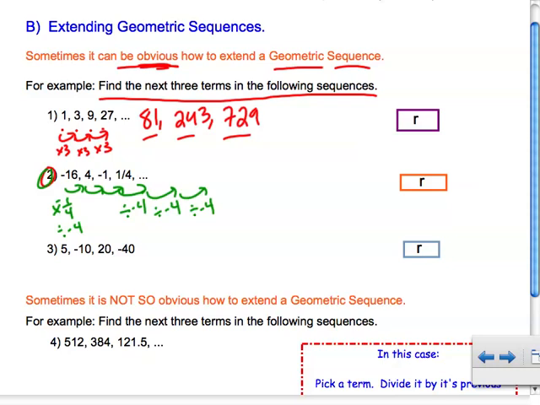Okay, I'm going to have you guys do number 3. Pause, do number 3, just find the next 3 terms. It's going to keep going, but I'm going to ask you guys to just do 3. Look for what the pattern is and see if you can extend it. Go ahead and hit pause.